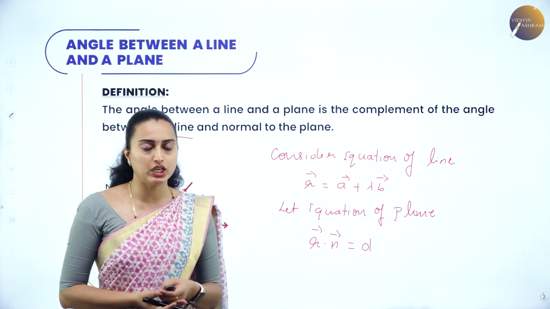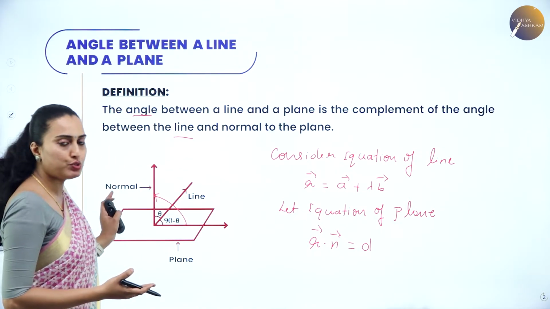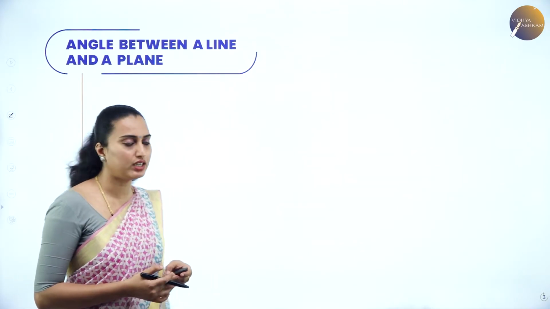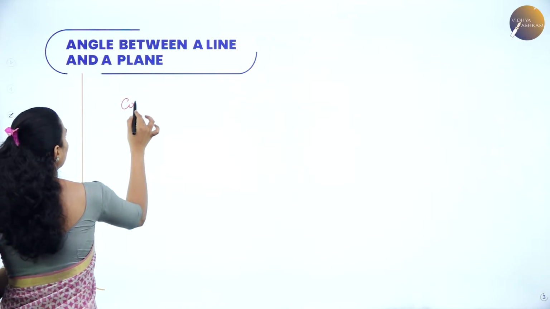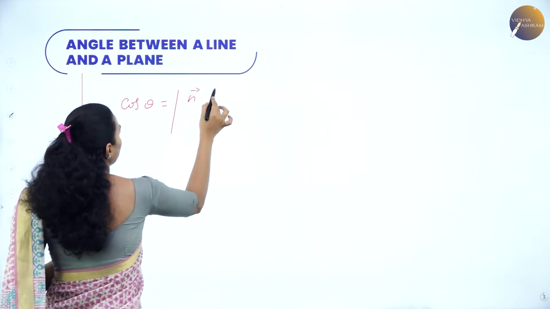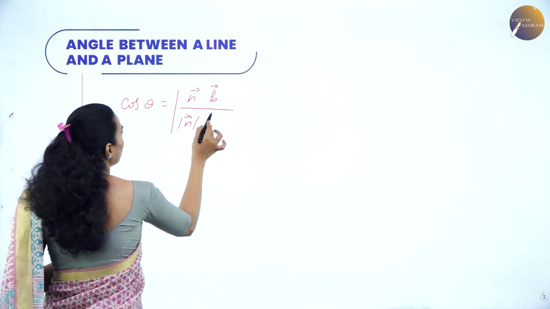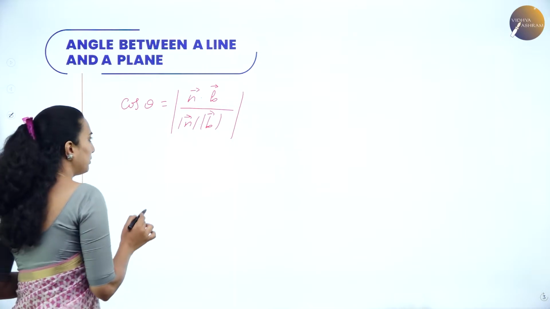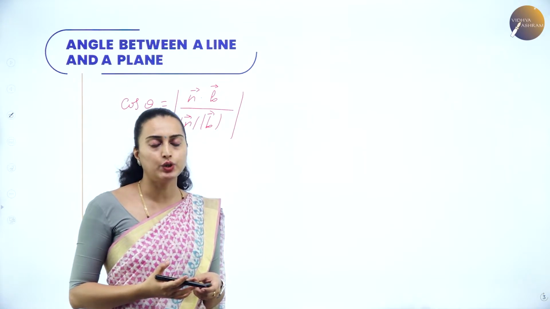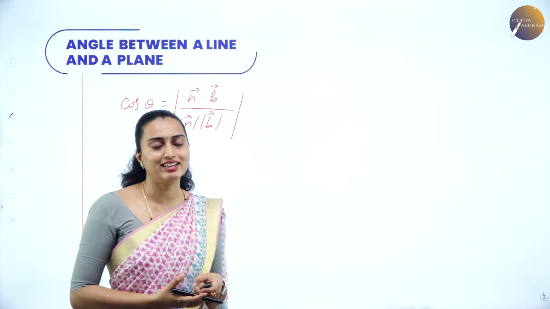Now consider these two equations. If theta is the angle between the line and the plane, then cos theta will be equal to magnitude of n vector dot b vector divided by magnitude of n vector into magnitude of b vector. Or otherwise you can take b vector dot n vector divided by magnitude of b vector into magnitude of n vector. So this is the angle between that line and the plane.